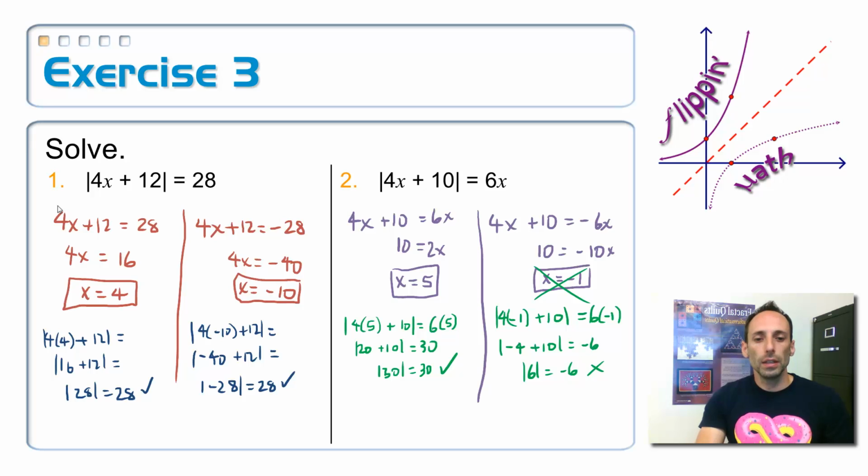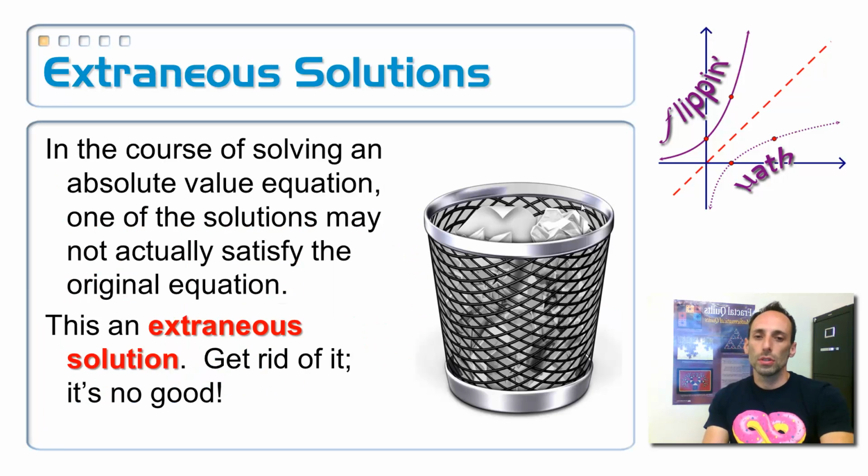When you stick it back in, on the left-hand side of the equation, you can see it checks out. It gives you 6. But on the right-hand side, if I take 6 times negative 1, it makes it equal to negative 6. And the absolute value of 6 is always a positive number, so it can't ever equal negative 6. And that's a contradiction. If that's the case, we have to throw that one away. This is what is called an extraneous solution.